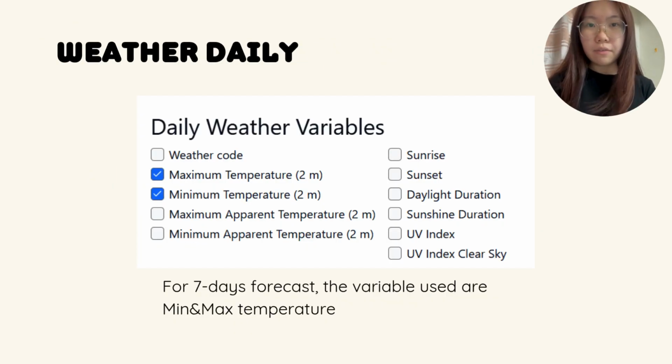For the 7-day forecast, we display both minimum and maximum temperatures. We extracted these values from the API's daily data and connected them to the text widgets in a list format. This helps users see the temperature trend for the whole week at a glance.